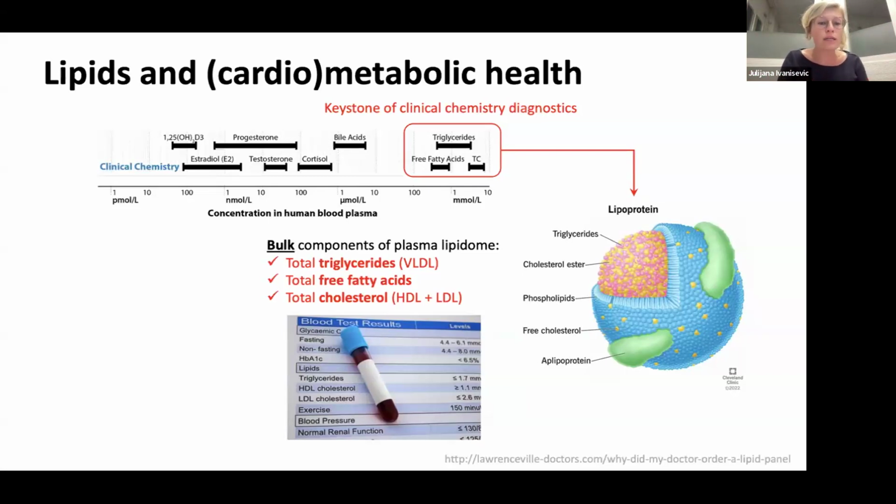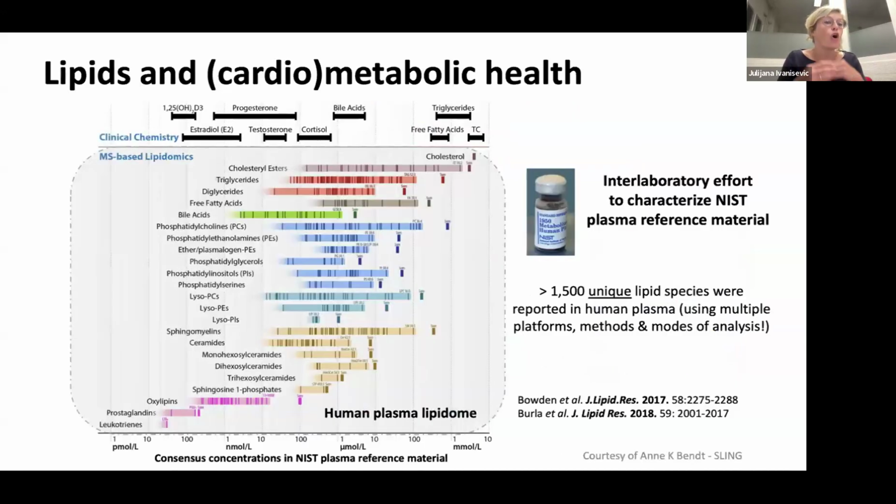And beyond these very few lipid measures that are available in clinical routine, it's obvious that today, with mass spectrometry-based lipidomics approaches, we can measure many more lipid classes, and in many more details. Here you can see the results from one of the first interlaboratory efforts, which was done to characterize the NIST plasma reference material.